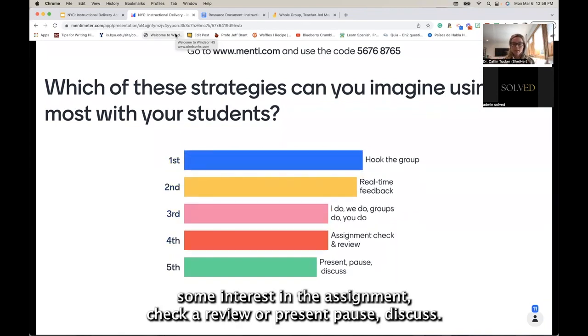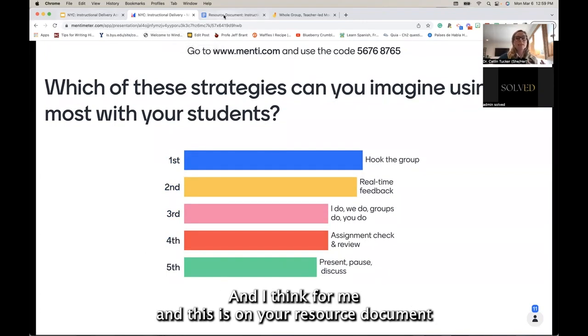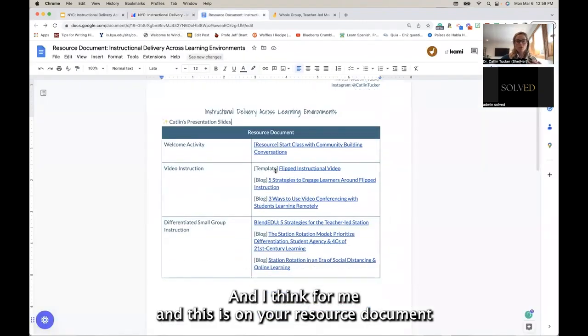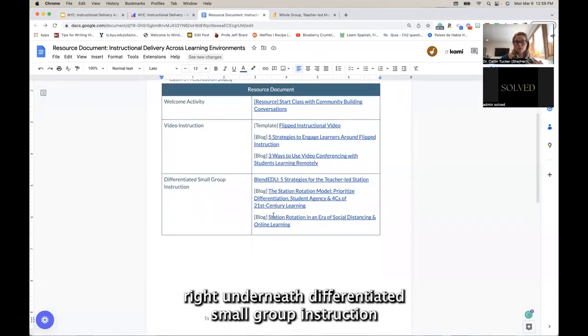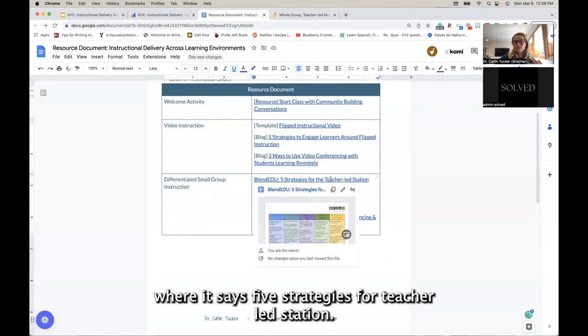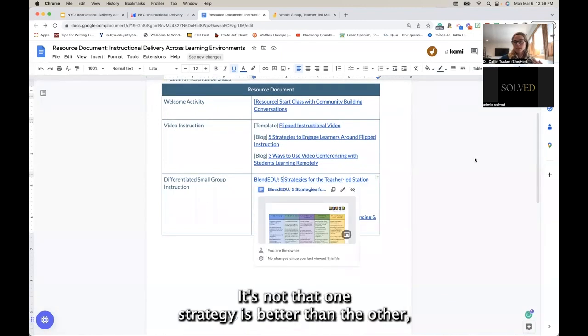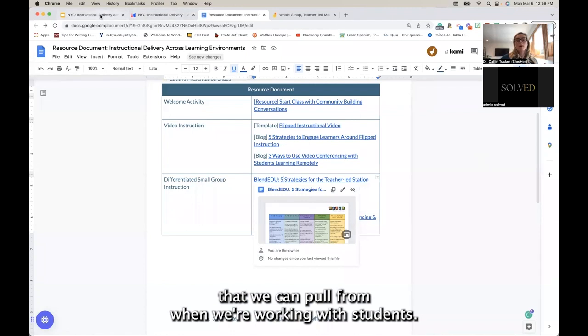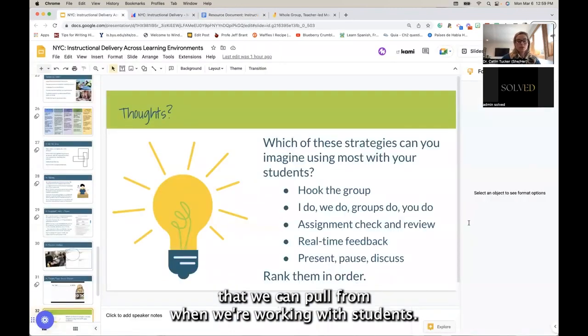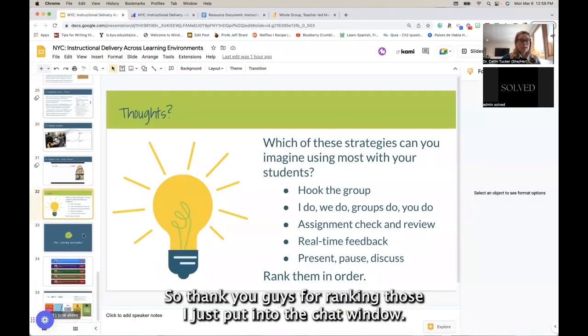Some interest in assignment, check and review, present, pause, discuss. And this is on your resource document right underneath differentiated small group instruction, where it says 5 strategies for teacher-led station. It's not that one strategy is better than the other, but I think it's really helpful to have a collection of strategies that we can pull from when we're working with students. So thank you for ranking those.